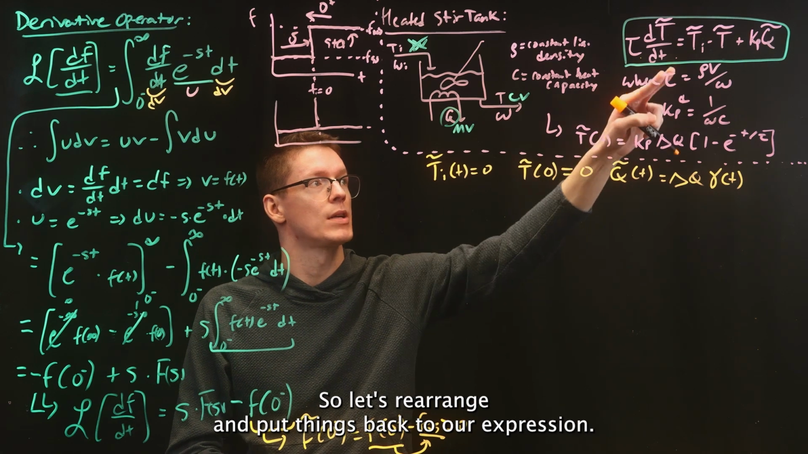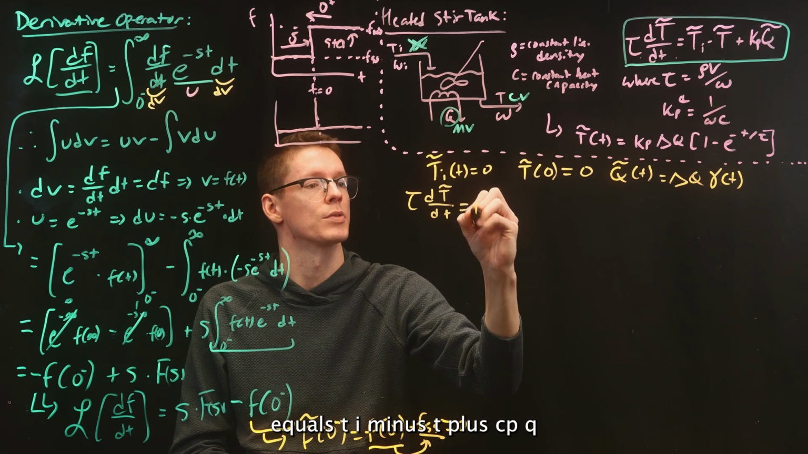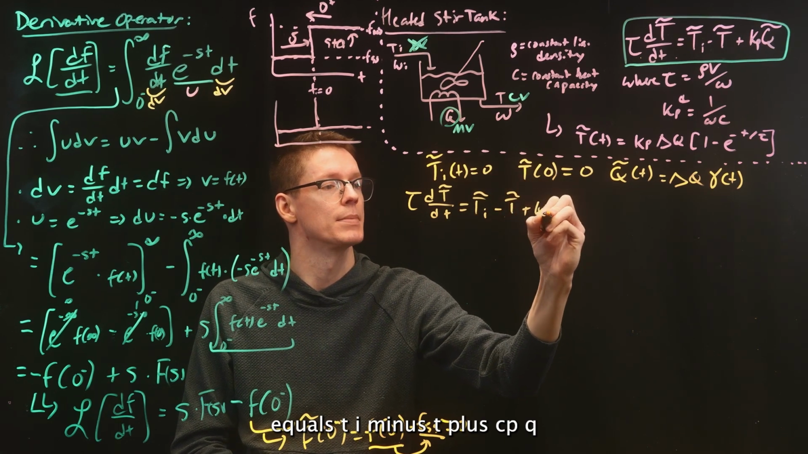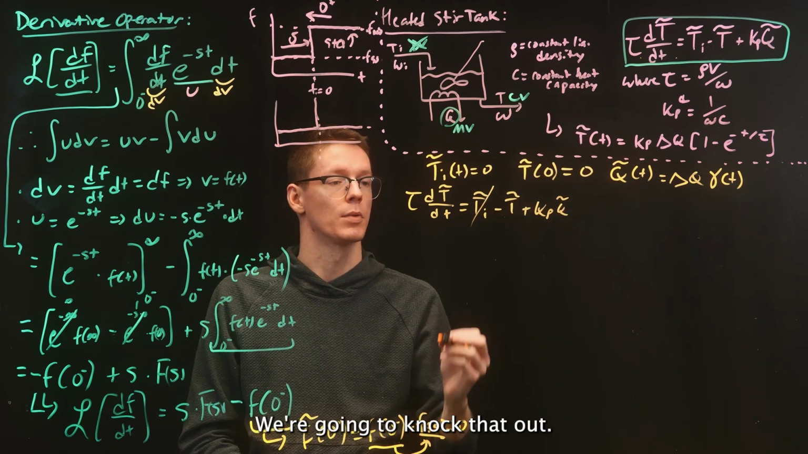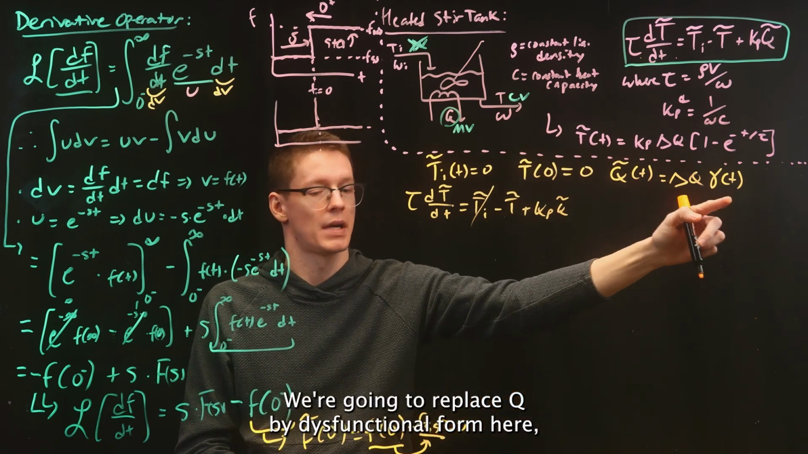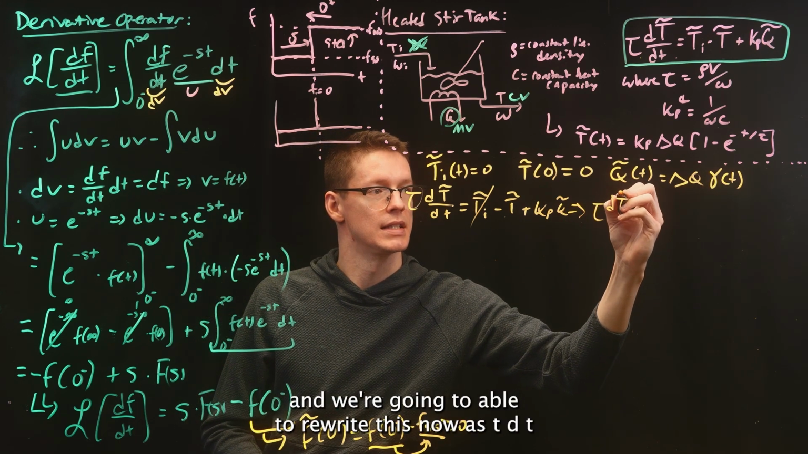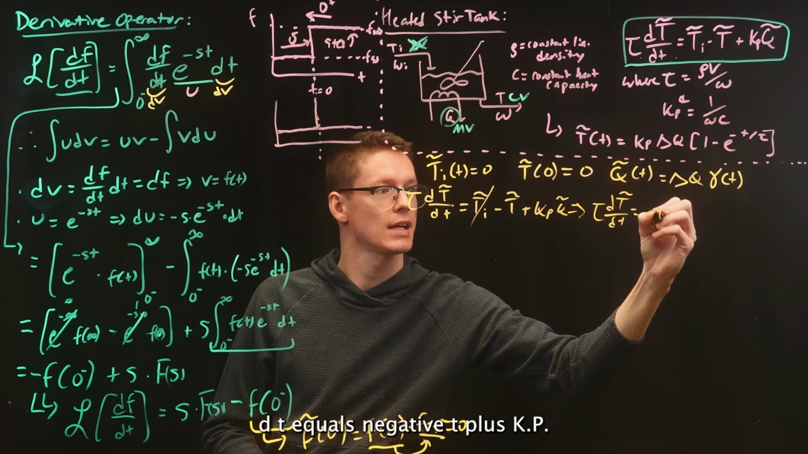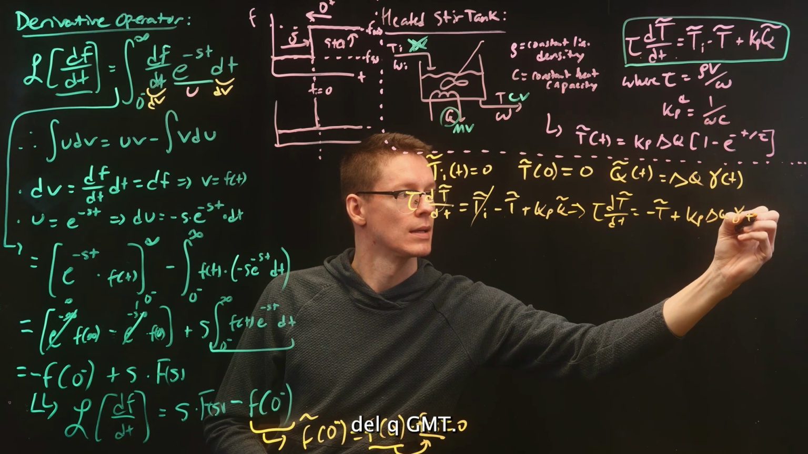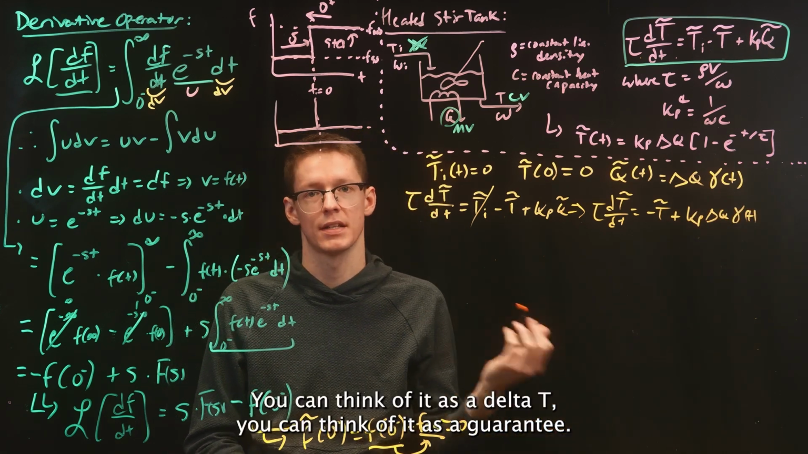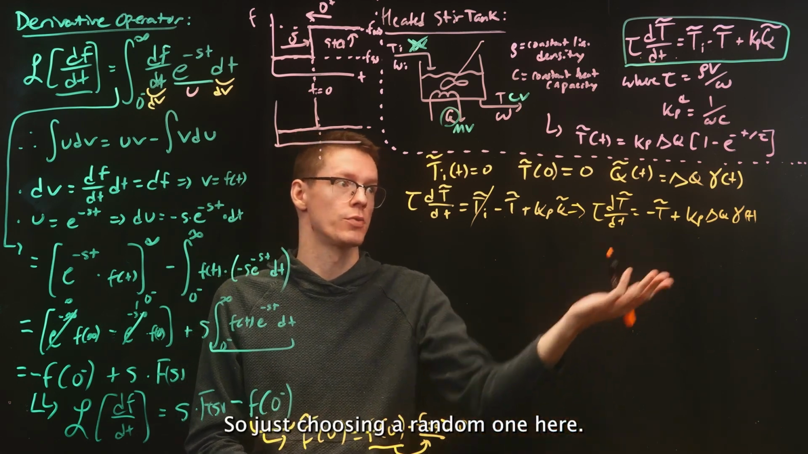So let's rearrange and put things back into our expression. dT/dt equals Ti minus T plus KpQ. Ti in this case is going to become 0. We're going to knock that out. We're going to replace Q by this functional form here, and we're going to be able to rewrite this now as dT/dt equals negative T plus Kp delta Q gamma T. You can think of it as a delta T, you can think of it as a gamma T, whatever way is best for you. It could really be any function that you want. So just choosing your random one here.